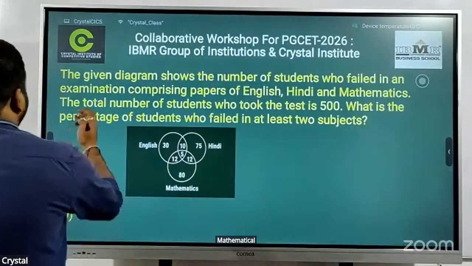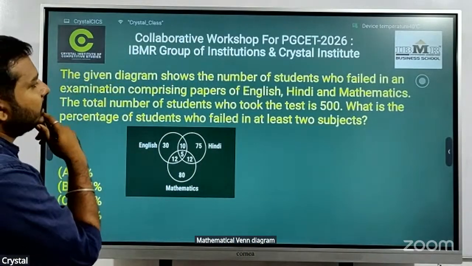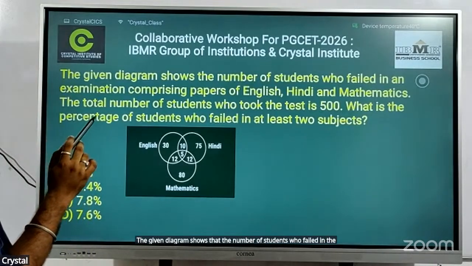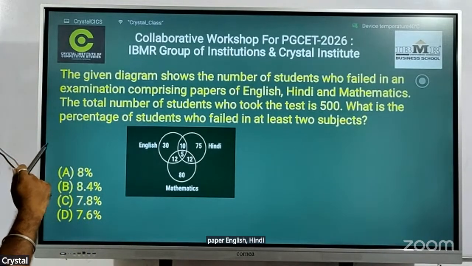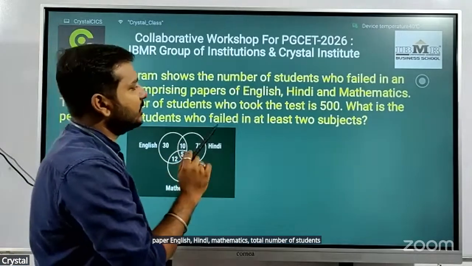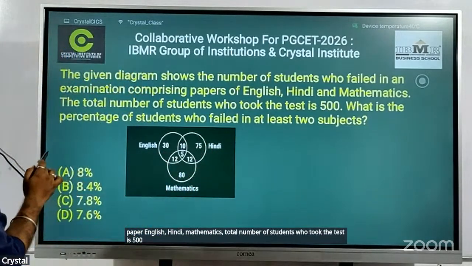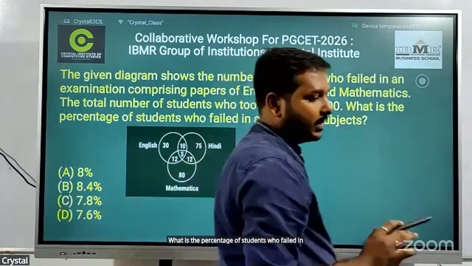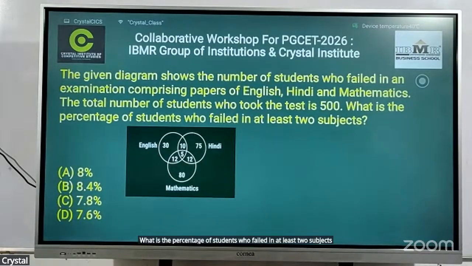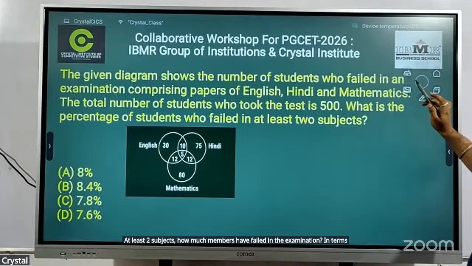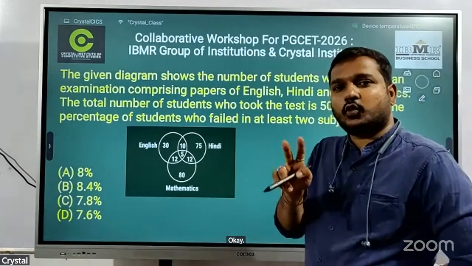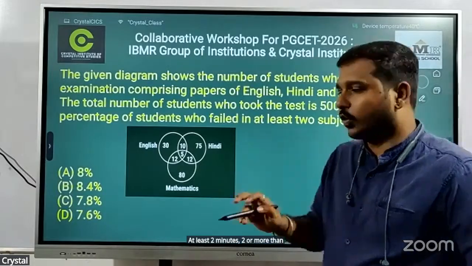Mathematical Venn diagram. The given diagram shows the number of students who failed in the examination papers English, Hindi, and mathematics. The total number of students who took the test is 500. What is the percentage of students who failed in at least two subjects? In terms of percentage, they ask. At least two means two or more than two.